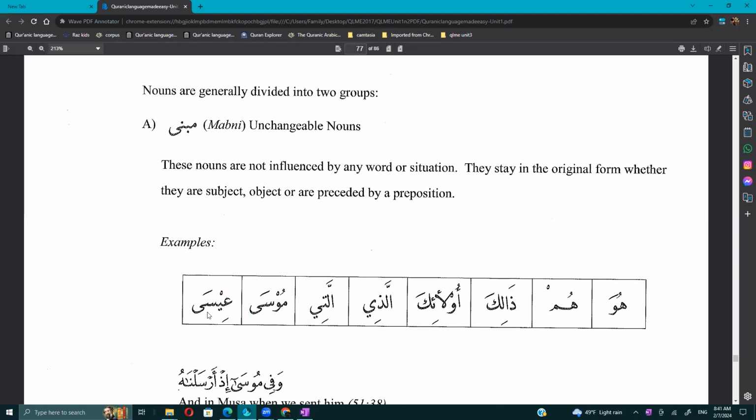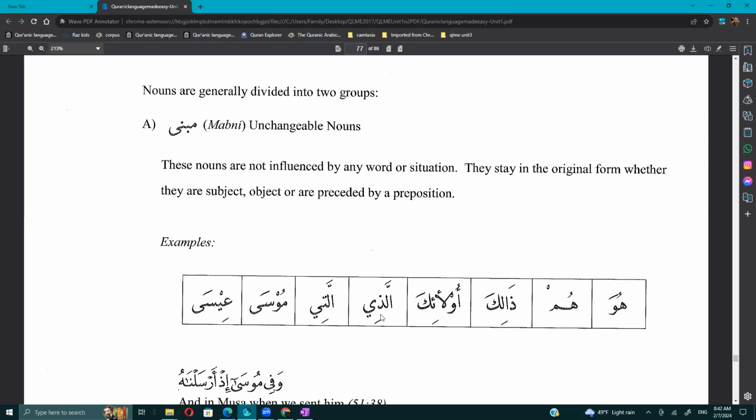Have you ever seen Isa in the kasra form or in the dhamma form? You have never seen, right? You always say Isa. Same with Musa. Have you ever seen Musa with a kasra or a dhamma? Never, right? They will remain the same no matter what. If there is a huruful jar before it or there is a mudaf before it, they will never take a dhamma or a kasra. They will always be the same. Isa, Musa, and Allati, Alladhi.